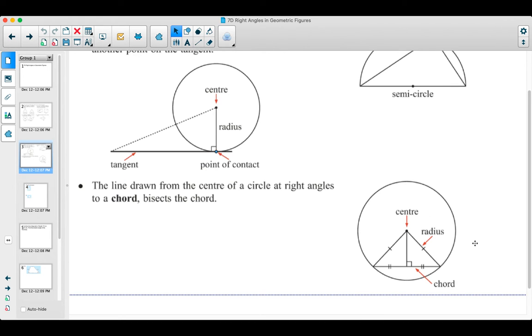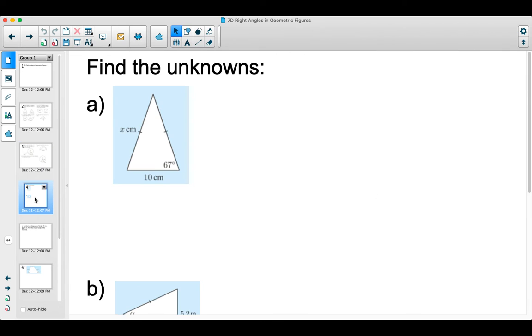Or you can have chords, and those chords end up forming a right angle using the radius and dropping the height from the center down to the chord. So let's take a look at some problems and answer them.